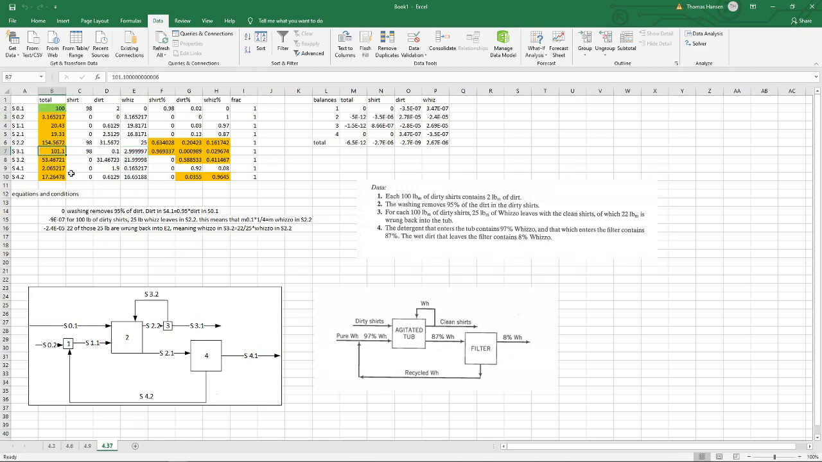So that's why we have this slight increase in the total stream. You can actually see that for the shirts, the amount of shirts remains constant. We have them in 0-1, 98 pounds. In our 2-2, 98 pounds. And when they exit, we still have 98 pounds of shirts. They're just mixed with less dirt and more detergent.